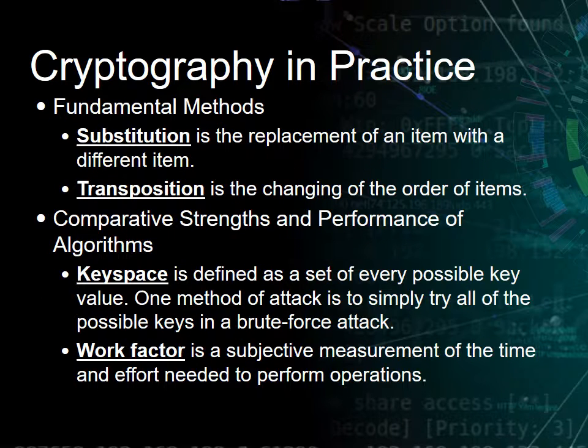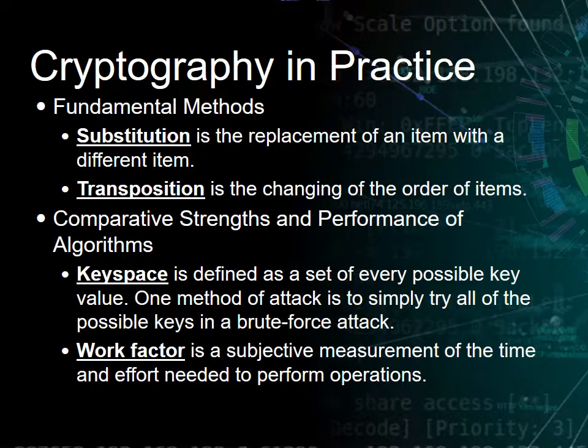So when we talk about cryptography, there's actually two fundamental methods that can be used in cryptography. One is substitution and the other is transposition. Substitution is the replacement of an item with another item, and transposition is the changing in the order of things. That's kind of like a word jumble or something of that sort.